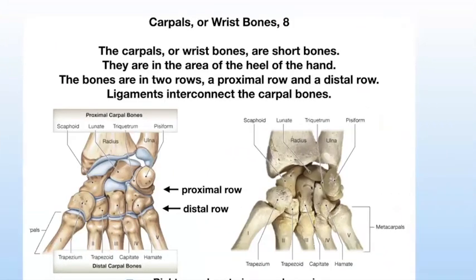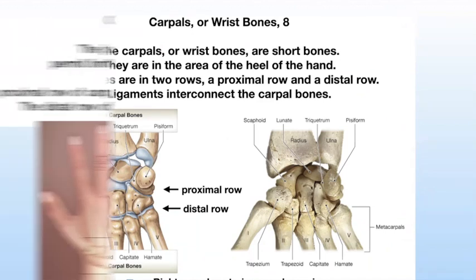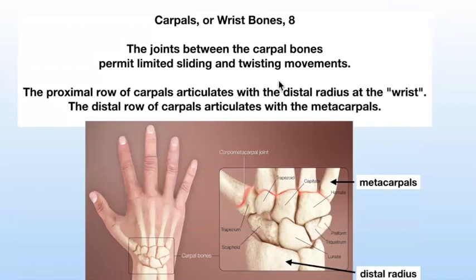So first, the carpals or wrist bones, there are 8 of them. These are short bones. They are in the area of the heel of the hand, okay? The heel of the hand. The bones are in 2 rows, a proximal row and a distal row. Ligaments interconnect them. And we are not going to learn the individual names for these 8 bones. Yay. The joints between the carpal bones permit limited sliding and twisting movements.